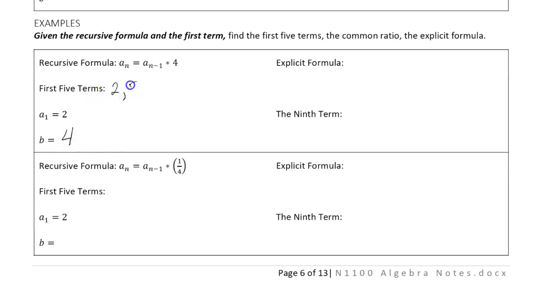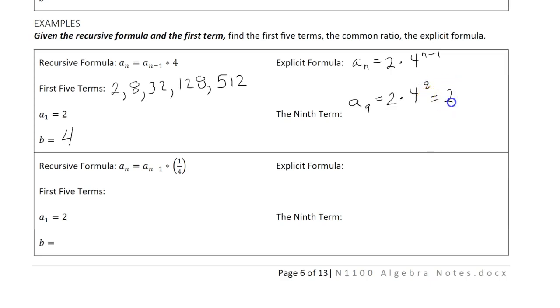Start with 2. 2 times 4 is 8. 8 times 4 is 32. 32 times 4 is 128. 128 times 4 is 512. To write the explicit formula from this information, I would write a sub n equals the first term, which is 2, times the ratio 4 to the n minus 1. To get the 9th term, I would use the explicit formula. A sub 9 equals 2 times 4 to the 8th.